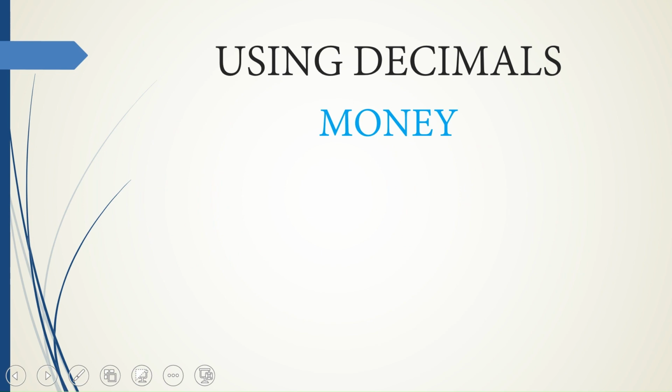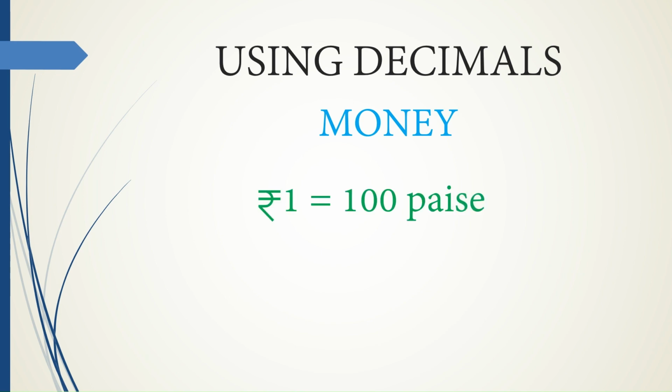Now where are we going to use these decimals? We can use them in concepts of money, length and weight. We'll see money first. In money we know, consider rupees. 1 rupee is equal to 100 paise. Means 1 rupee has got divided into 100 units. So when we say 1 paise, we are considering 1 out of 100 parts of a rupee. So 1 paise would be equal to 1 upon 100 rupees.